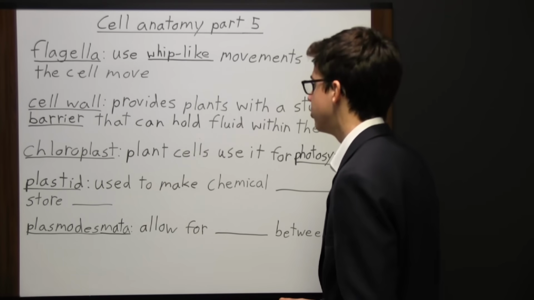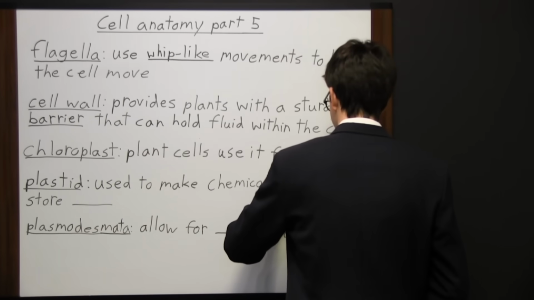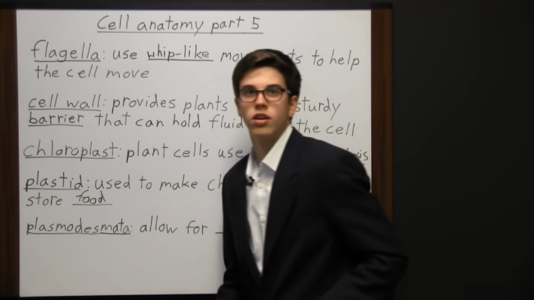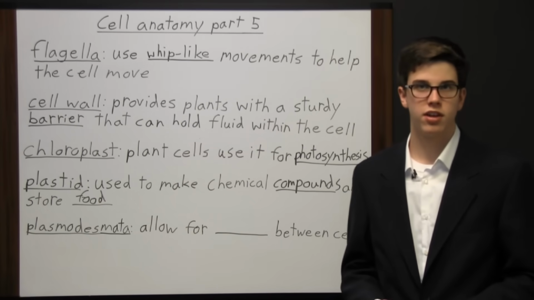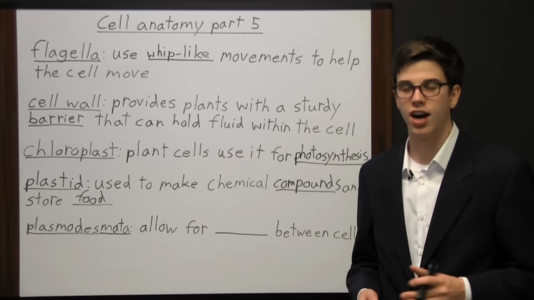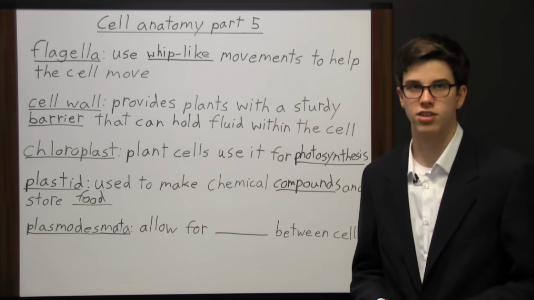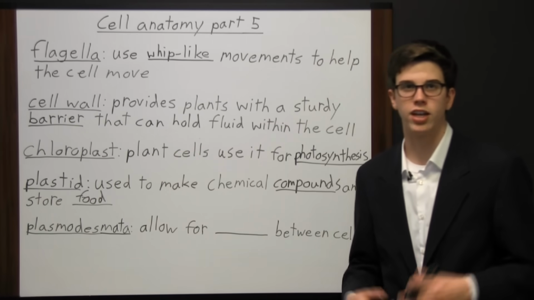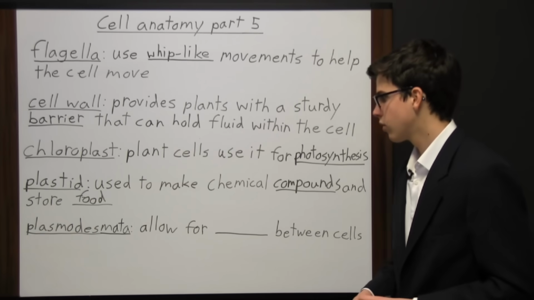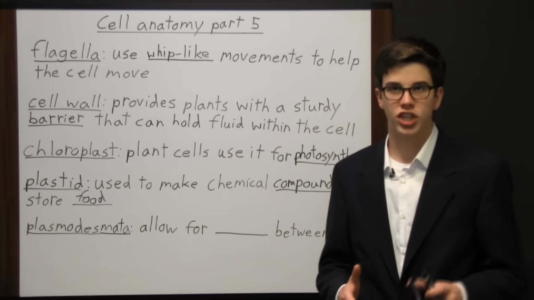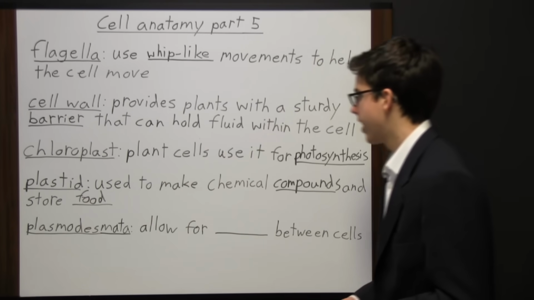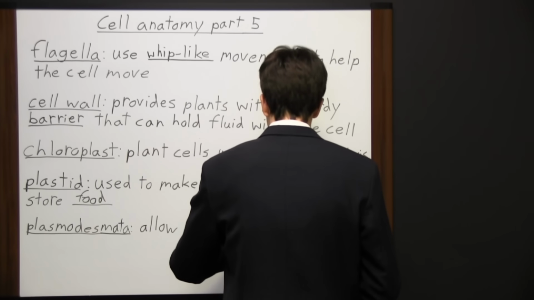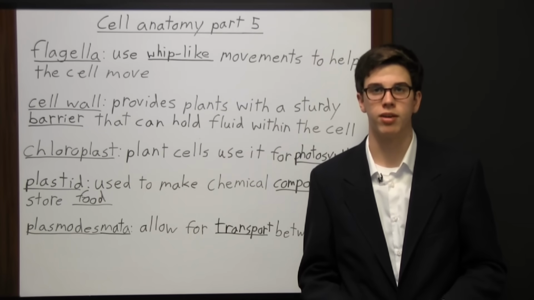Then we have plastids, which are used to make chemical compounds, and they're also used to store food. And so plastids are membrane-bound organelles found in plant cells. And plastids can also contain pigments used during photosynthesis. So plastids, like many of these other parts of a cell, can serve kind of double duty. They have a couple of functions that they contribute to. And then we have the plasmodesmata, which has a really long name, but this is the name for the channels between the cell walls of plant cells, and they allow for transport between cells. So that's a look at some parts of cell anatomy.